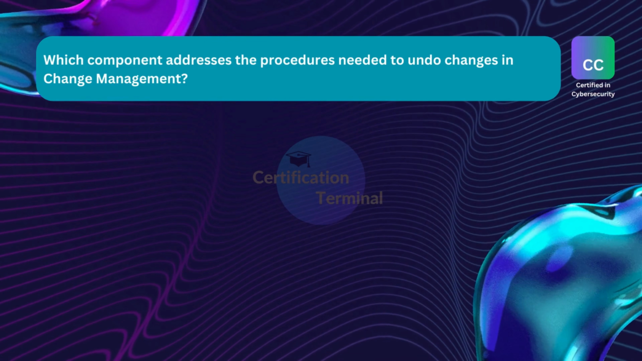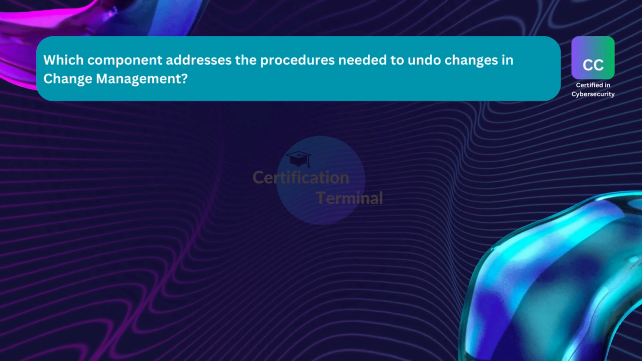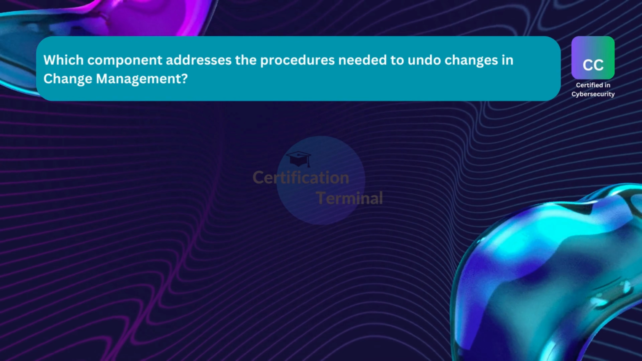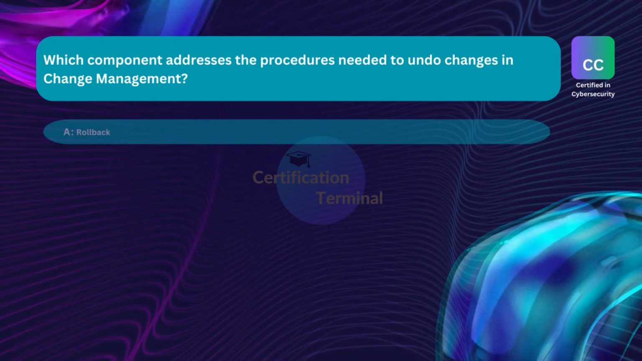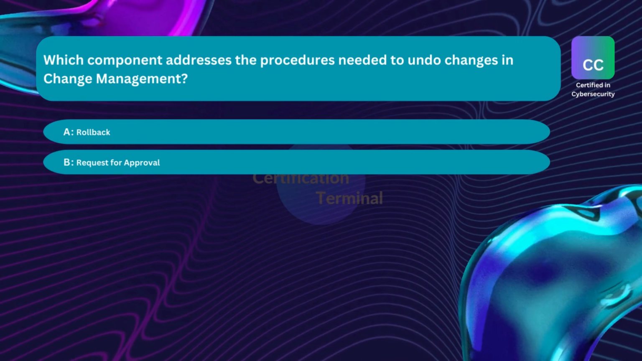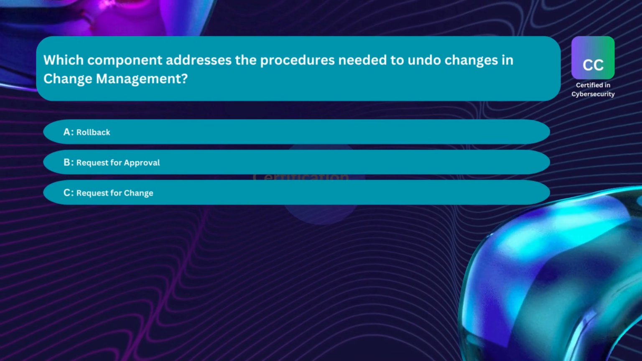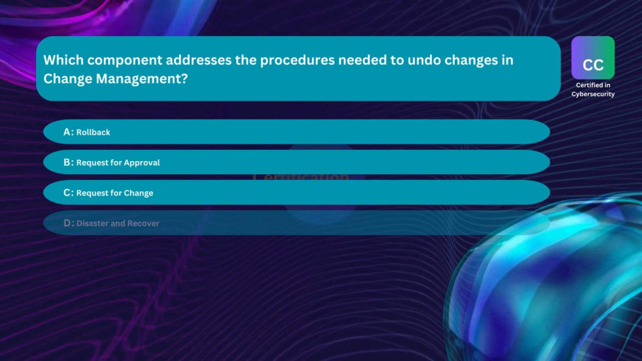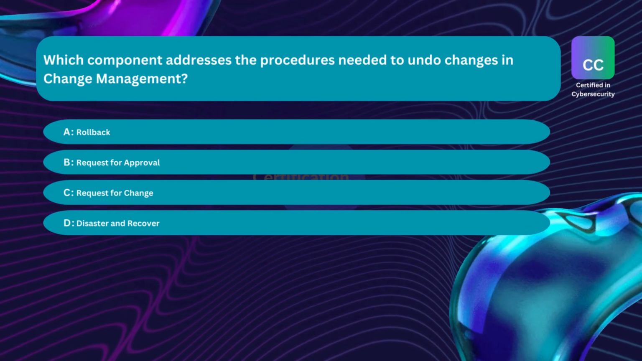Question number 19. Which component addresses the procedures needed to undo changes in change management? Option A, rollback. Option B, request for approval. Option C, request for change. Option D, disaster and recover.